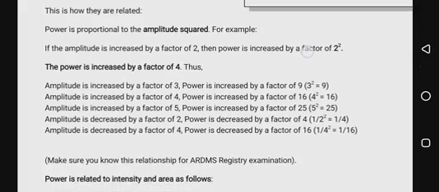So many examples I could give you. Amplitude is increased by a factor of 3. The power definitely is going to be increased by the square of 3, which is 9. Same goes for if it's 4, the square of 4 for power is going to be 16. So power is proportional to the square of amplitude.